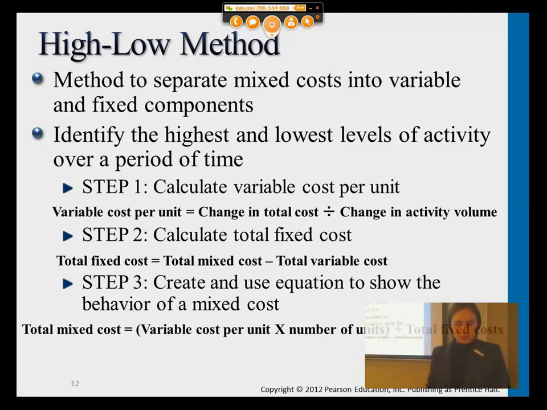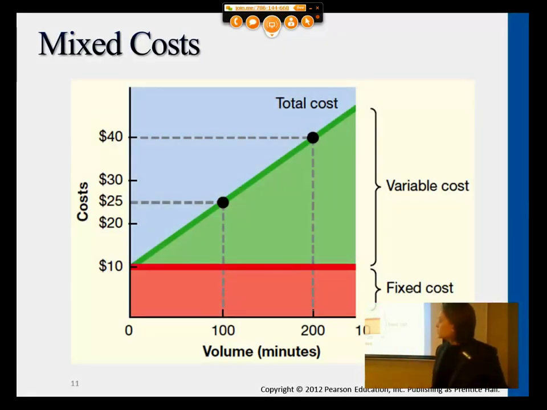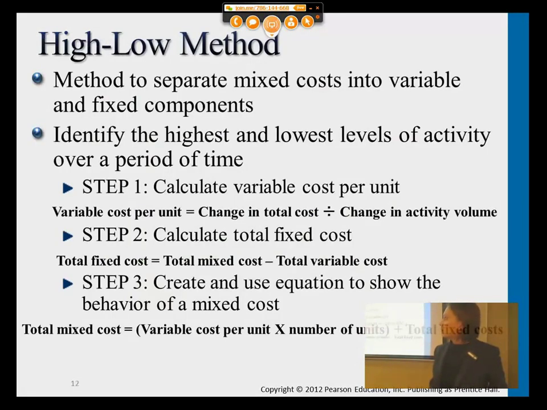So just like I said, it's good if you have this picture, but what if you don't, and you just have a number? Let's say you're paying $40 and you do not know what you're paying for. You need to figure out how to identify where your fixed cost is and where your variable cost is. We have a couple of methods that we'll use. The first one is the high-low method.